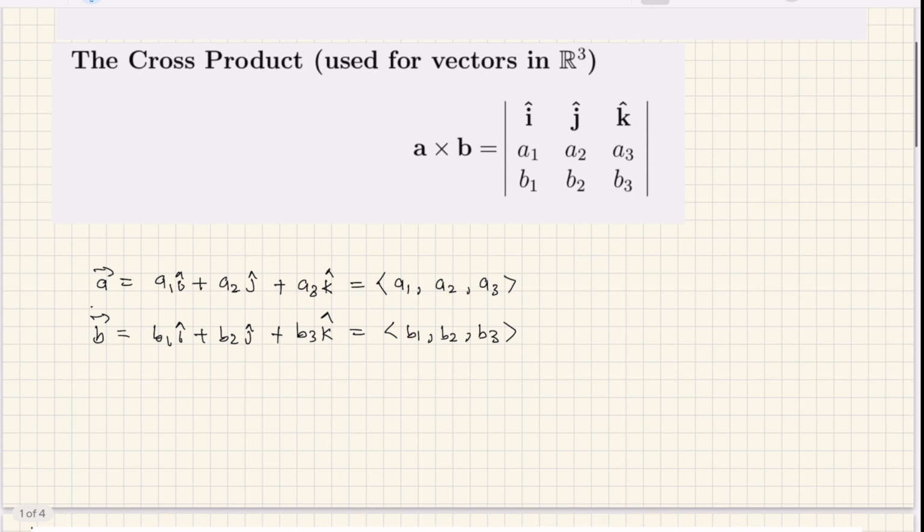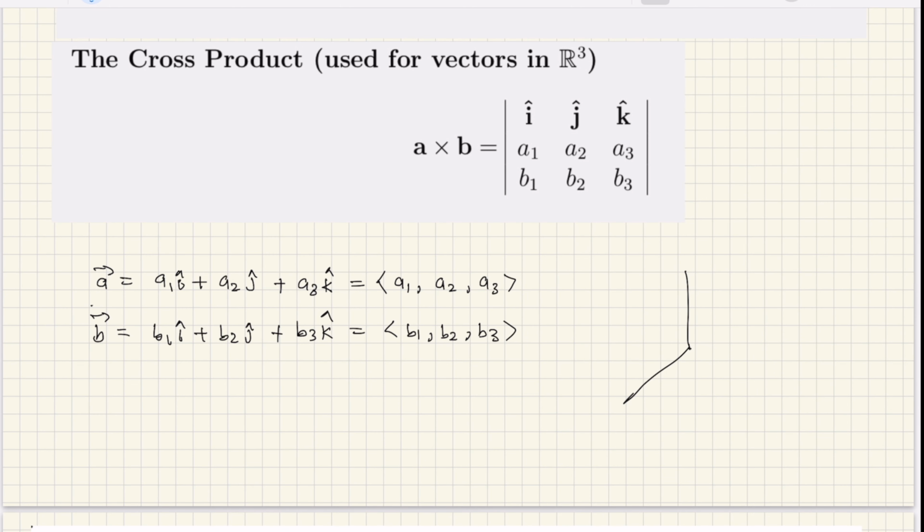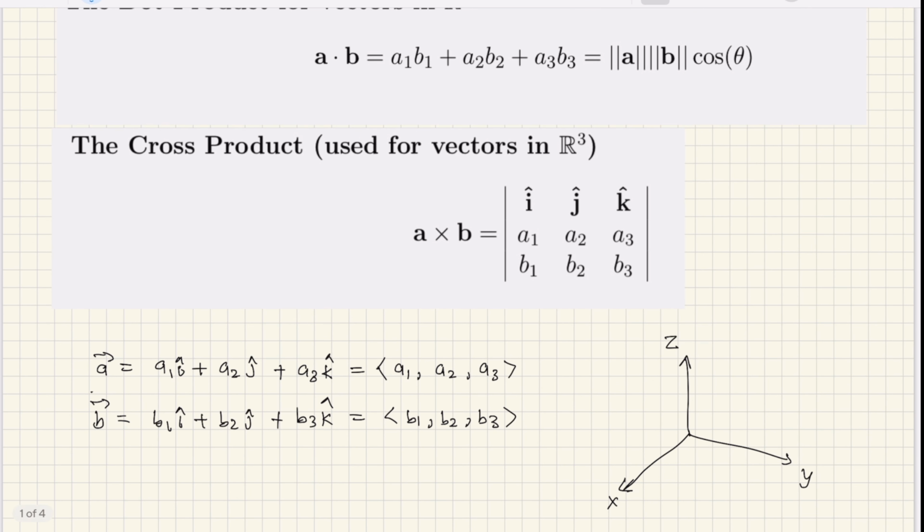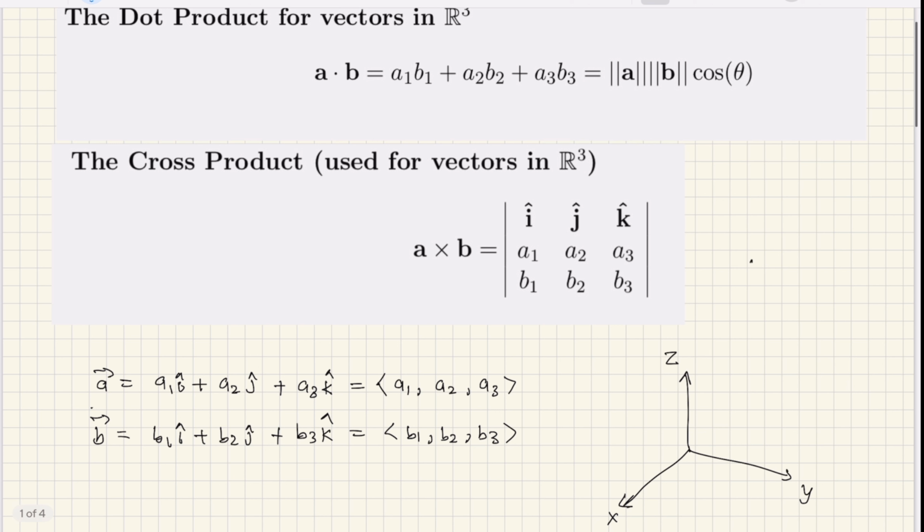And then, if we have our coordinate system, let's say this is the x component, this is the y component, and this is the z component. So we said i is the unit vector in the x component, j is the unit vector in the y component, and k is the unit vector in the z component. Now, for the dot product of two vectors, let's say we have vector A to be this, and vector B to be this, and the angle between them is theta.